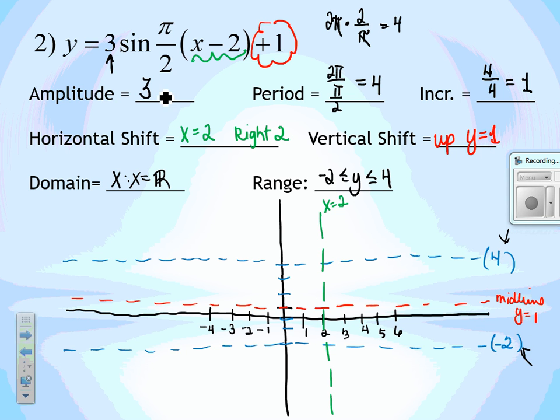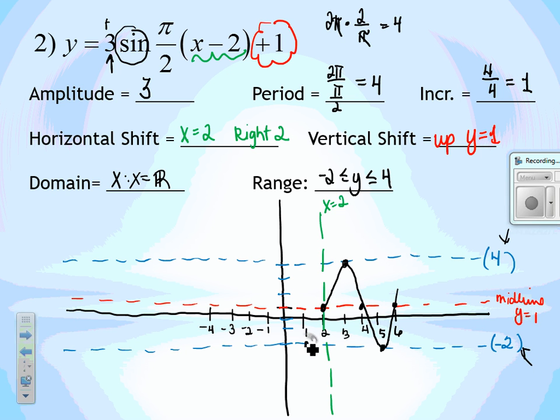And now I'm going to decide that I have a sine and it is positive, and sine always starts in the middle. So I'm going to go to 2 because that's my horizontal shift. I'm going to go to my midline. I'm going to make a point, and then sine is positive, so we go up to the tippy top, back to the midline, down to the bottom, back up to the midline. And that's one complete cycle.